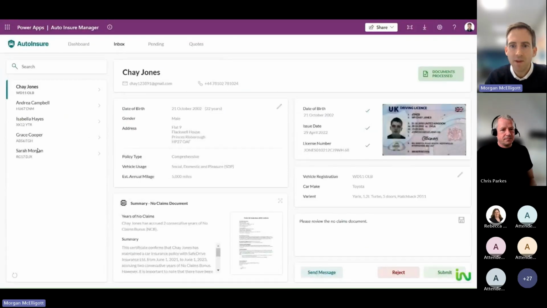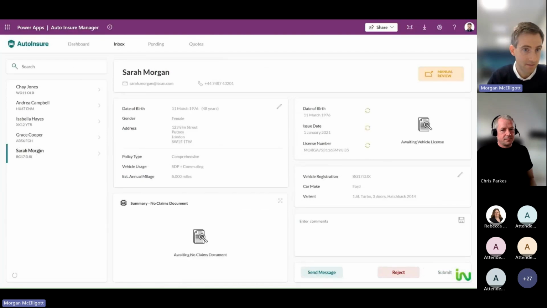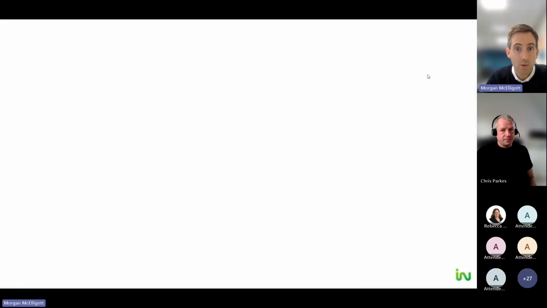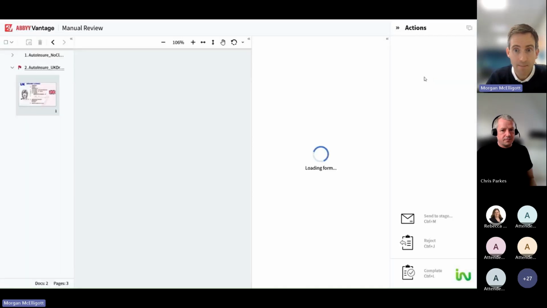Obviously, it's been sped up here, so it might be a bit longer than that, but really slick interface. We then cut to what's seen on the sales side. So what you have here is Sarah Morgan's application has been received by the sales team. We have all our details automatically input into our format. We can edit the data. We can input comments if we want, and a manual review has been flagged for this particular application.